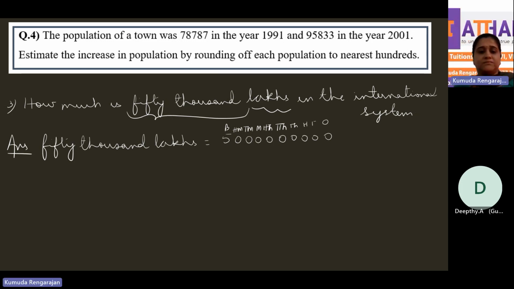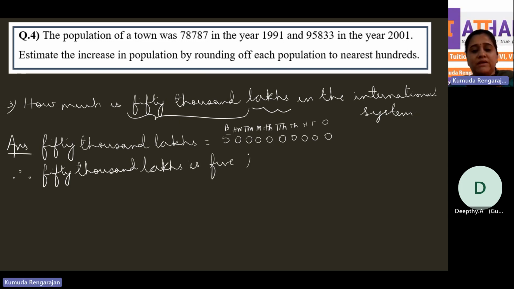Yeah, please take down, children. That's the fourth question. Now write down. Please take down that question. How much is 50,000 lakhs in the international system? Therefore, 50,000 lakhs is 5 billion in the international system.